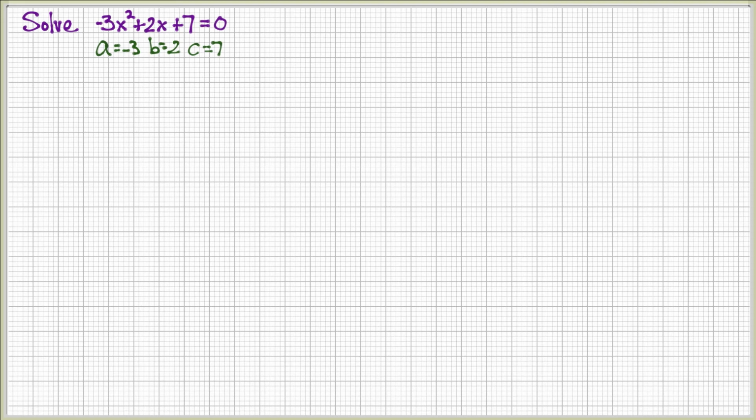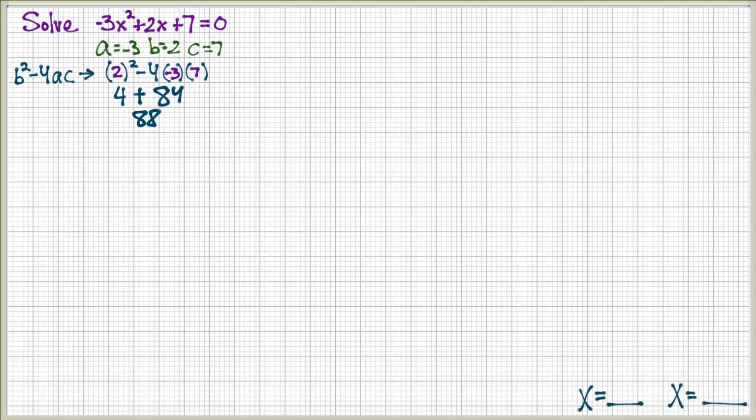At this point, we're going to use the discriminant to determine how many solutions there are to this quadratic equation. Because our discriminant is the radicand in the quadratic formula, and in this problem our discriminant is positive, we will have 2 real number solutions. Now we're ready to start the quadratic formula. X equals negative b plus or minus the square root of b squared minus 4ac, all over 2a.